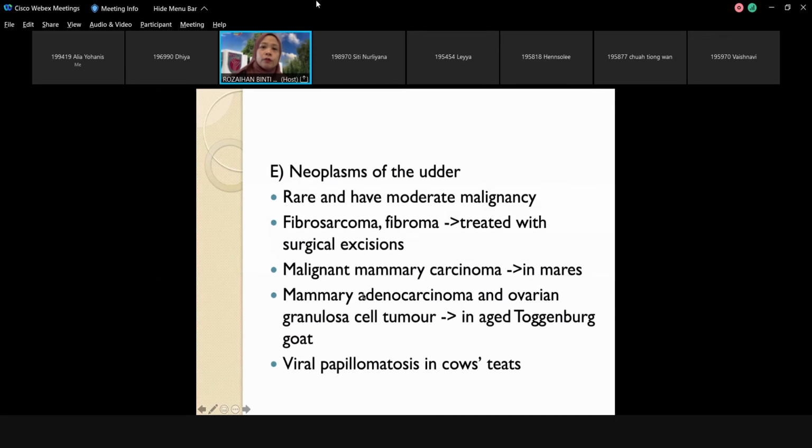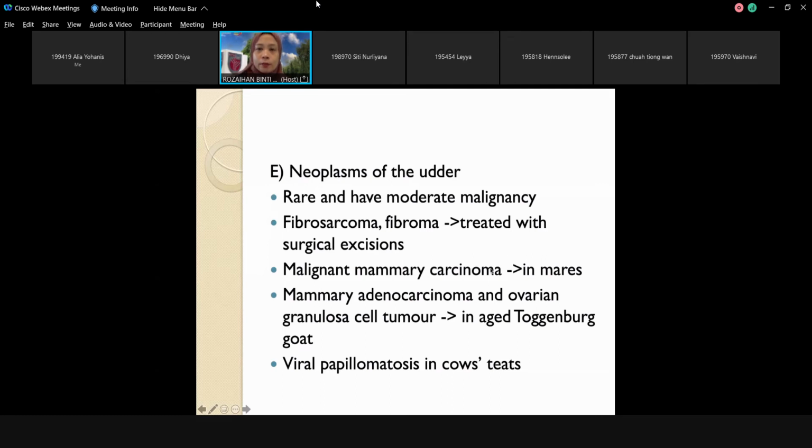Okay. And this is a list of neoplasms affecting the udder. They may be rare, but they can have moderate malignancy. So if it's a fibrosarcoma or fibroma, usually you would just surgically excise the tissue. And in mares, you will get malignant mammary carcinoma.